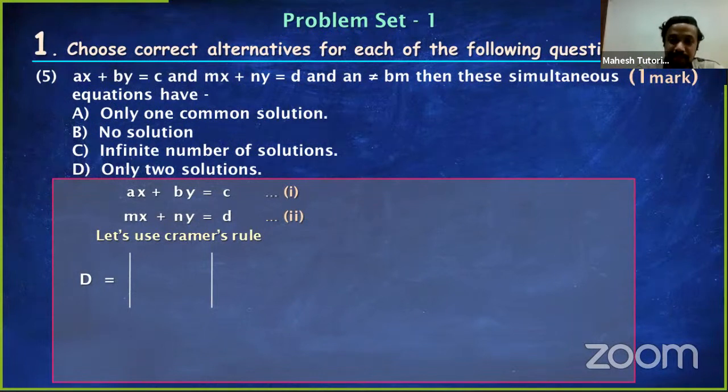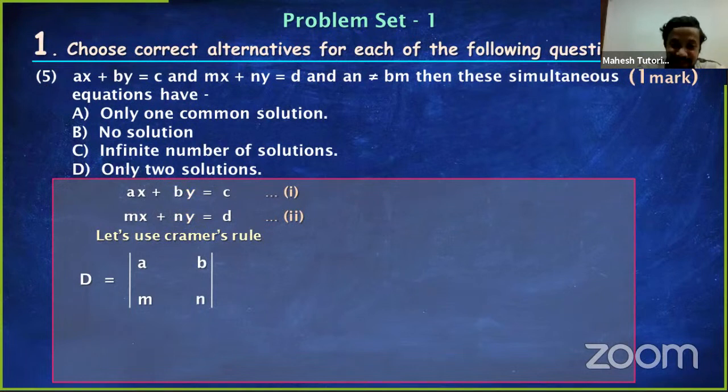Can you tell me, students, coefficients of x? Equation 1, what is the coefficient of x? A. Equation 2, what is the coefficient of x? M. The coefficients of x are A and M. So I'll write down A and M. Moving further, coefficients of y. Equation 1, what is the coefficient of y? B. Equation 2, what is the coefficient of y? N. So the coefficients of y are B and N. So let us write down B and N.